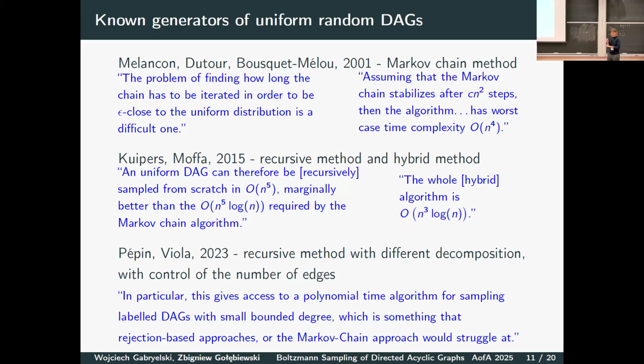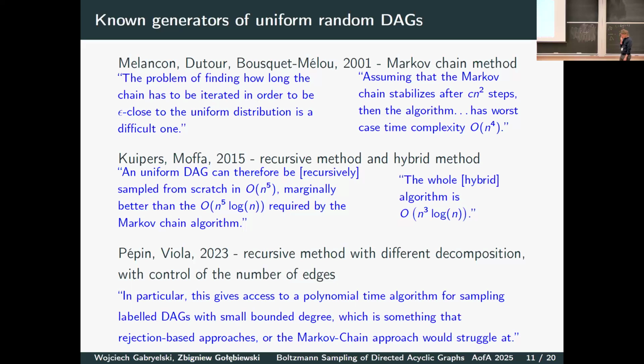And like in the last half a page of the nice paper, you can more or less go along the same lines with the recursive sampler for just normal directed acyclic graphs. What they state in the paper is that, in particular, this gives access to a polynomial time algorithm for sampling labeled DAGs with small bounded degree, which they say is better than the previous approaches.